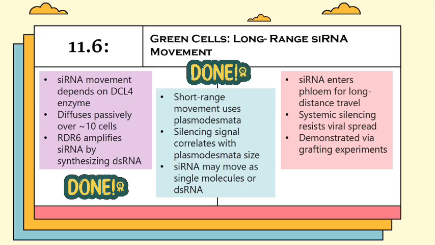Evidence that the short-range spreading of RNA silencing uses plasmodesmata comes from the observation that cells lacking functional plasmodesmata, such as guard cells of the stomata, are not subject to silencing induced by neighboring cells. There is a correlation between plasmodesmata size and how far the silencing signal can spread, suggesting that it is easier for the cRNA to move through plasmodesmata with larger openings, and the exact physical form in which the RNA moves between cells is still controversial.